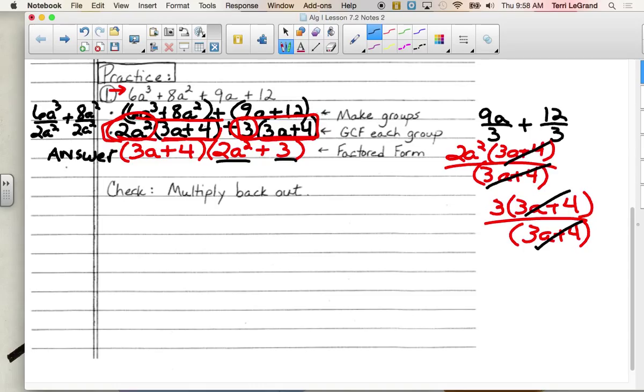Now I want you to FOIL that back out, rectangle it, vertical multiply it, whatever you do when you multiply binomials. So what you're going to do is take our answer, you're doing a check problem today. You did them yesterday, I didn't require them, but that's awesome. Multiply that out. FOIL, rectangle, your method.